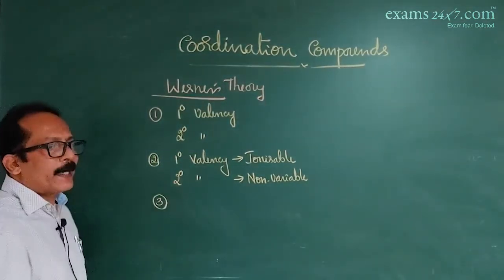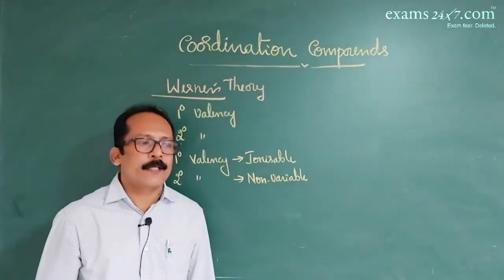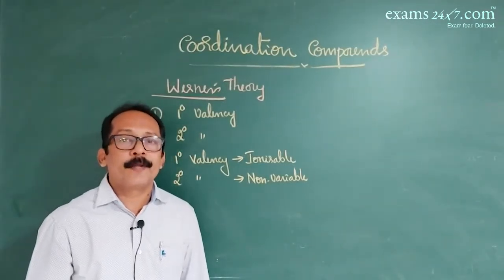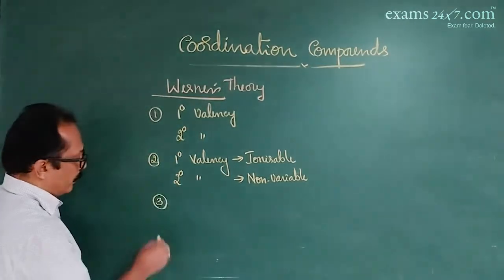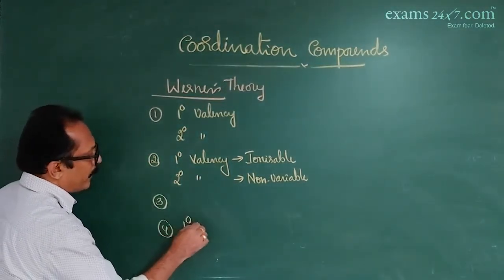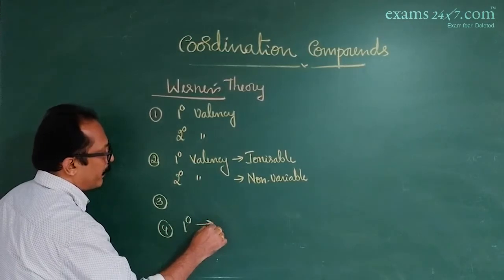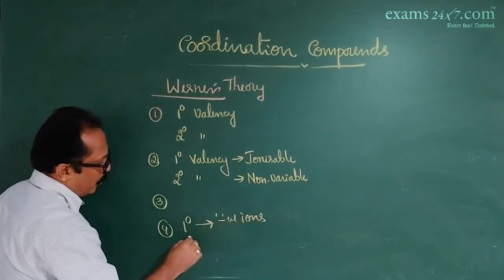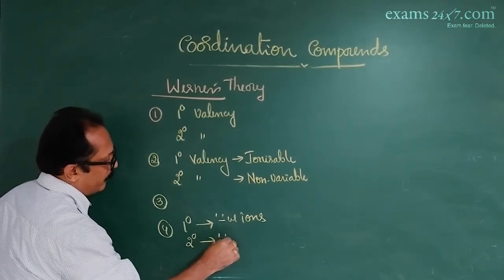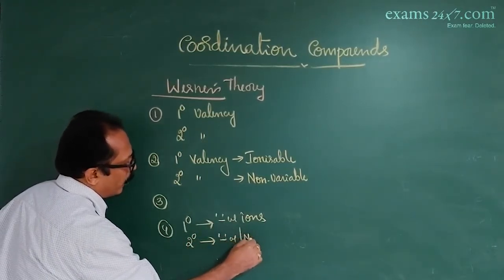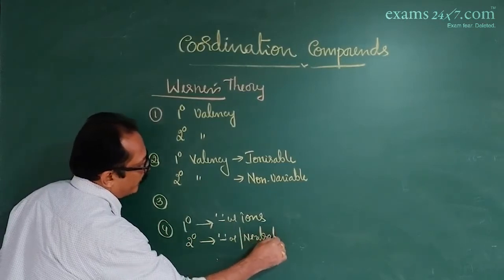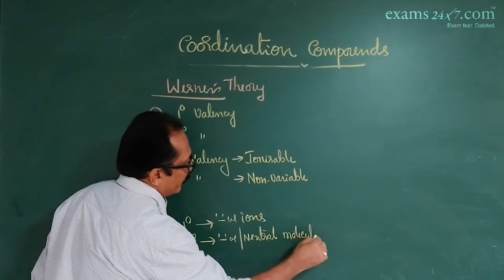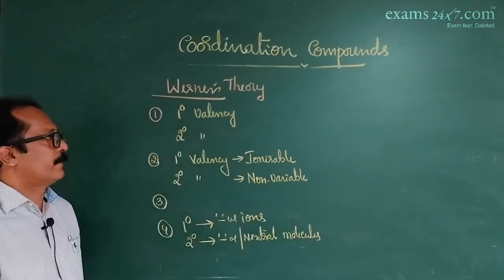Third one: secondary valencies are arranged around the central metal atom or metal ion in order to give a definite geometry. Fourth one: primary valency is satisfied by negative ions, whereas secondary valency is satisfied by negative ions or neutral molecules called ligands.